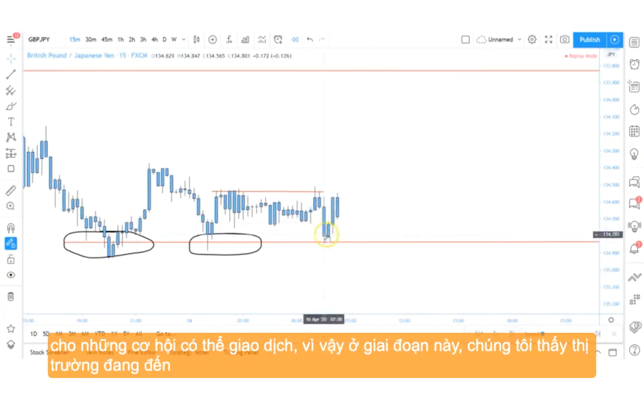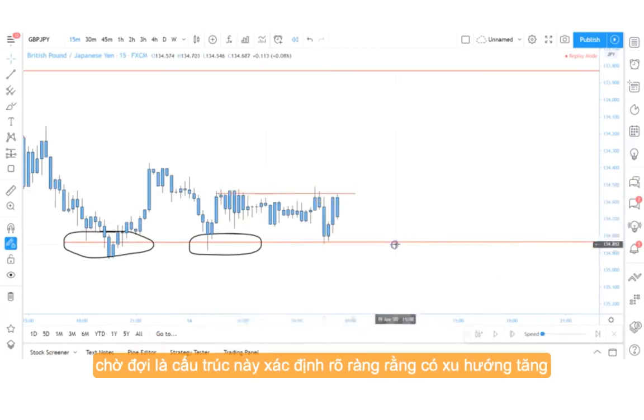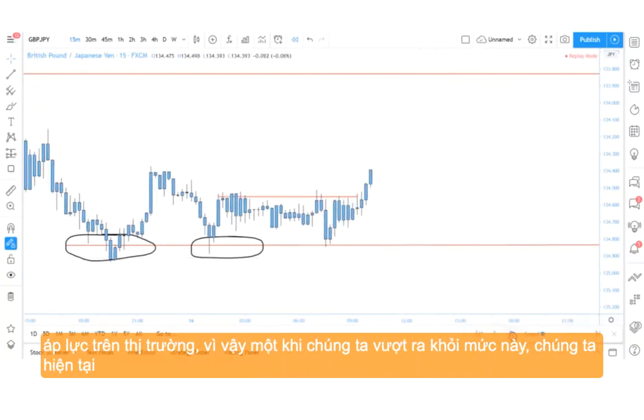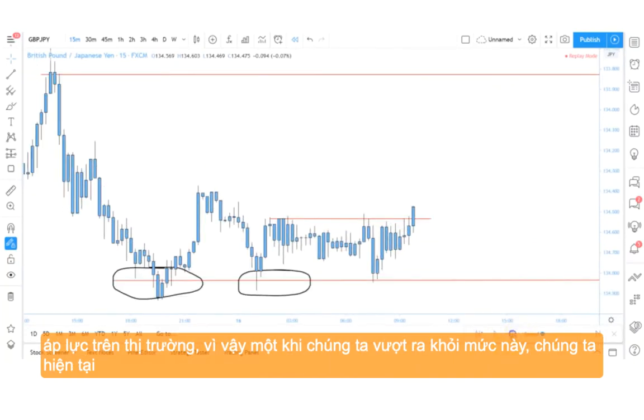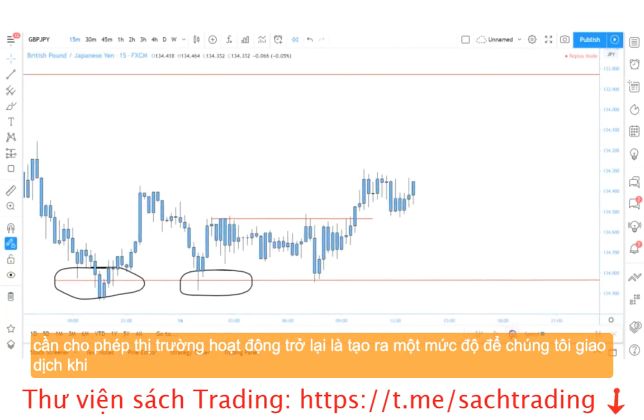So at this stage, we see the market has come back, but we do have a level we have to be careful of. So what we're going to wait for is for this structure to clearly identify that there's bullish pressure in the market. So once we have that breakout of this level, what we now need to allow the market to do again is create a level for us to trade.